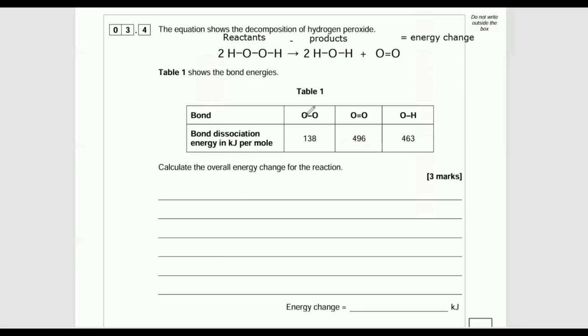Okay, first of all, I want to do HO, OO, and another OH. So I've got two OHs. So 2 times 463. And there's an OO in the middle there. Can you spot that? So I want to do 1 times 138. Now, here's the thing. Notice there's a big 2. So once I've written all the bonds out, I want to put them in the brackets, and I want to do 2 times all of that.